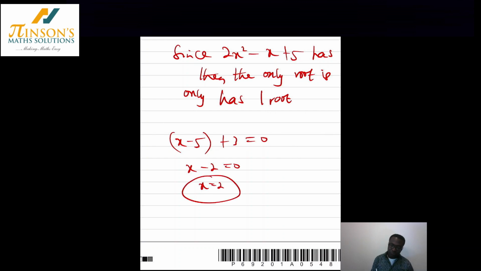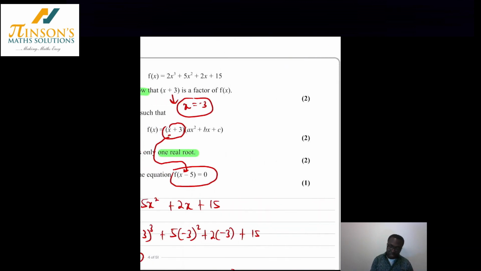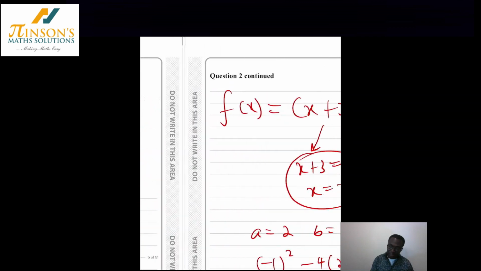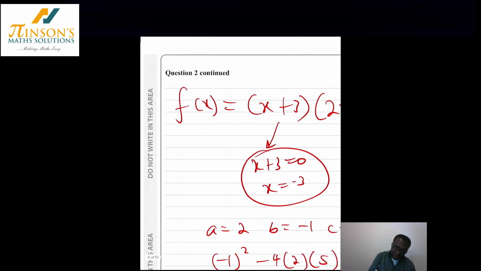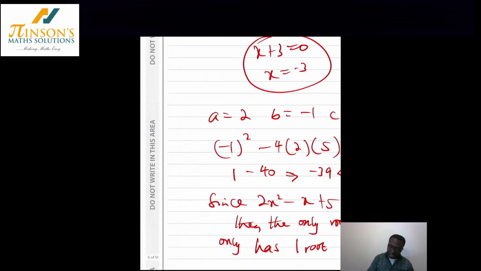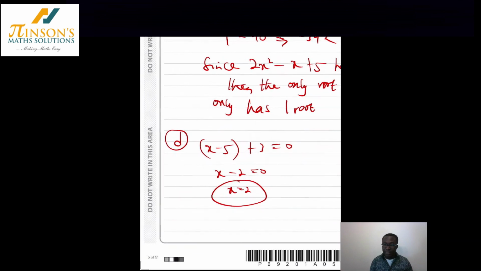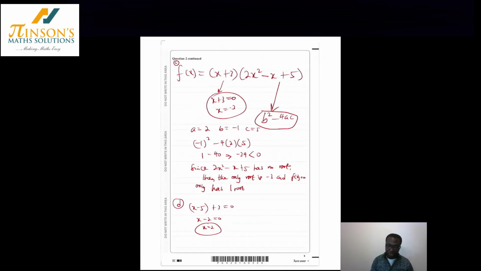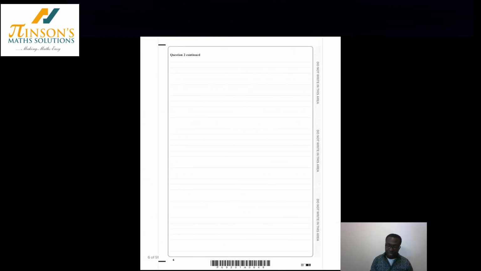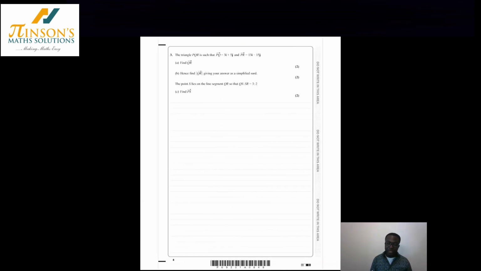So the solution for that D part, remember to label your questions. This is D, so we know this is C, so we label this as D, and that is our answer. Okay, so that's the second question here. All right, so we're looking at the third question. Hopefully you are following and you are getting this.